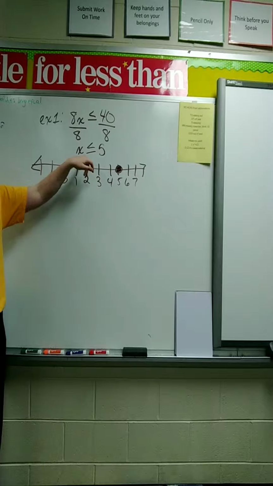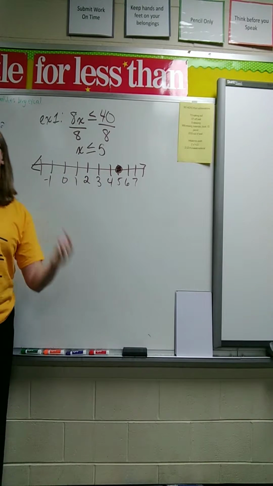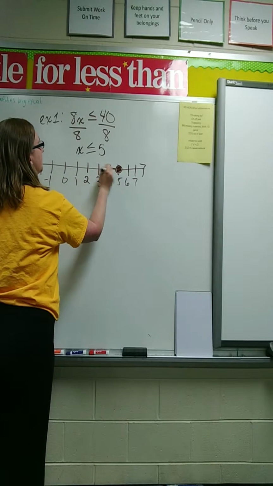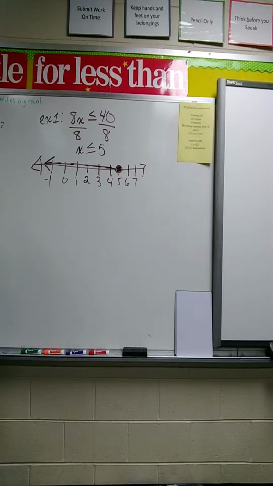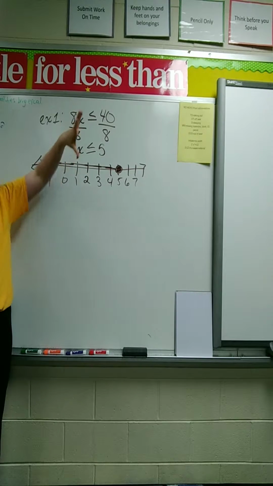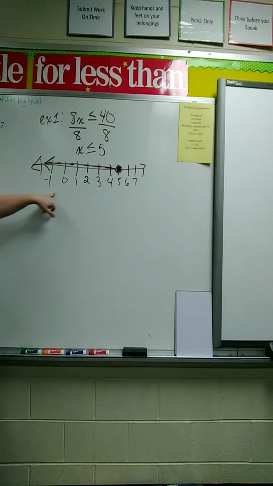Which is bigger, x or 5? 5. So is my arrow going to go in the positive or negative direction? Negative. So if the 5 is bigger, my alligator wants to eat the 5. So that means that x can be anything less than that 5. So our arrow needs to go in the negative direction. Okay? Everybody understand? Okay.